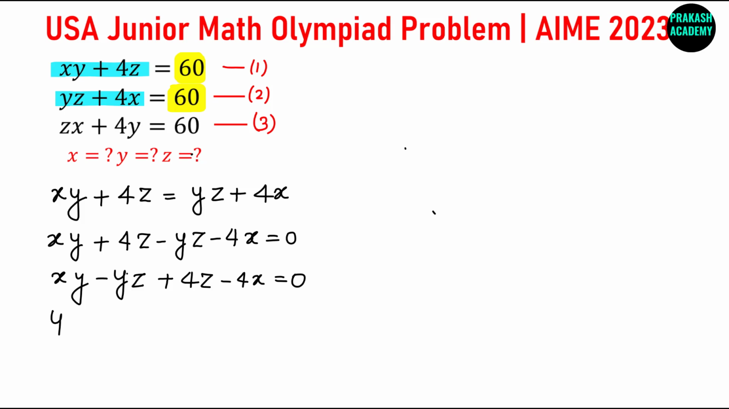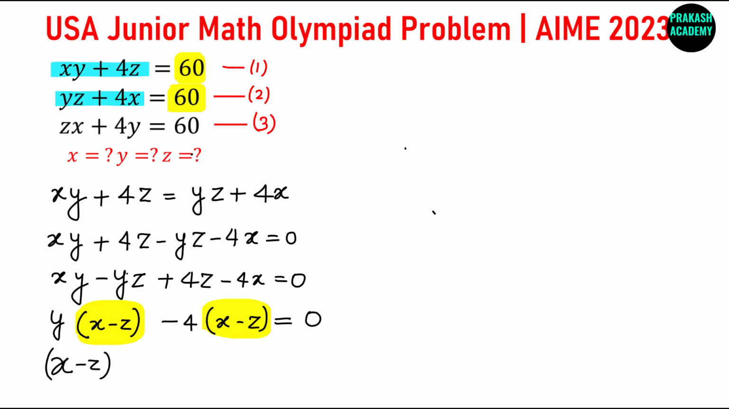If I take y common here, I will have y(x - z), and if I take -4 common here, I will have -4(x - z), and this equals 0. Now x - z is in both terms, so I can take x - z common. So I will have (x - z)(y - 4) = 0.